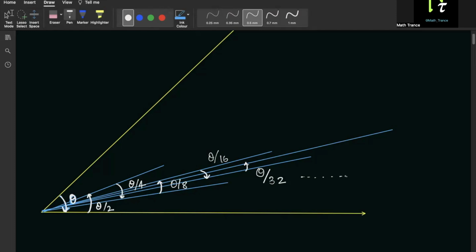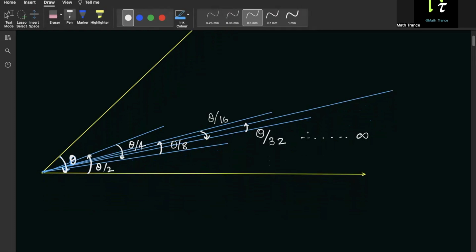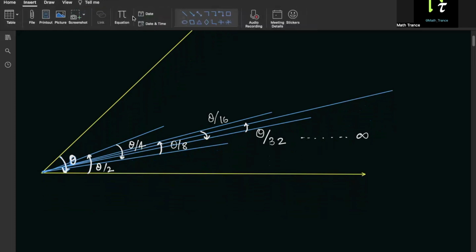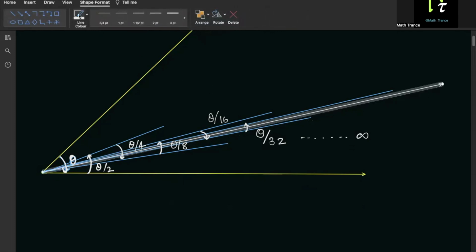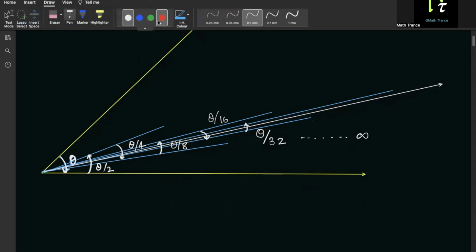And so on. When you go up to infinity, it will converge the angle. Suppose this is the final line that you'll get. Let's use white only. So suppose after infinite steps, you end up with this ray, something like that. So this angle, what you'll finally get, would be theta by 3.